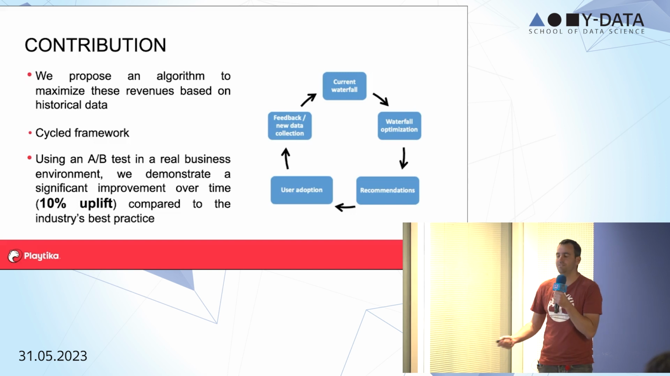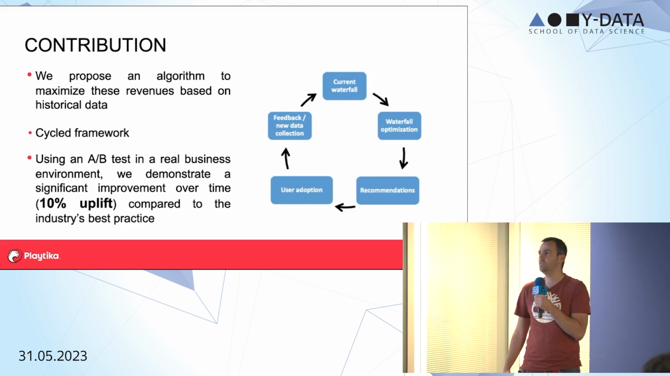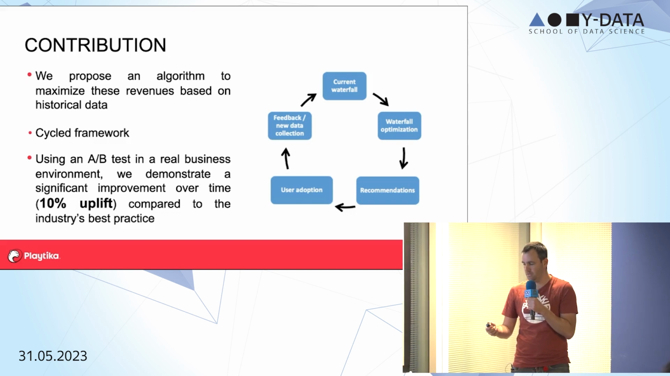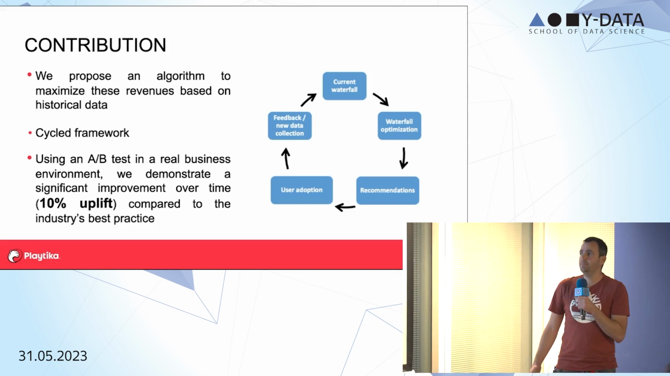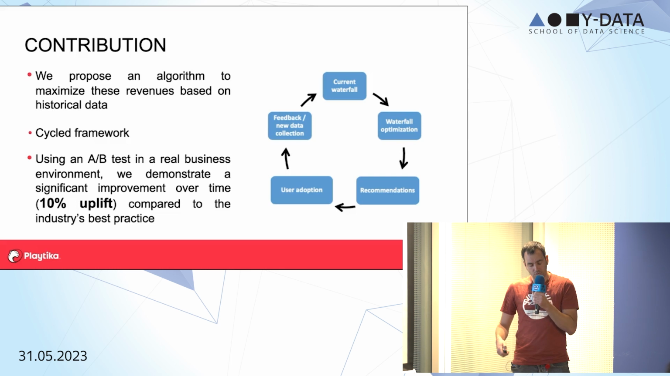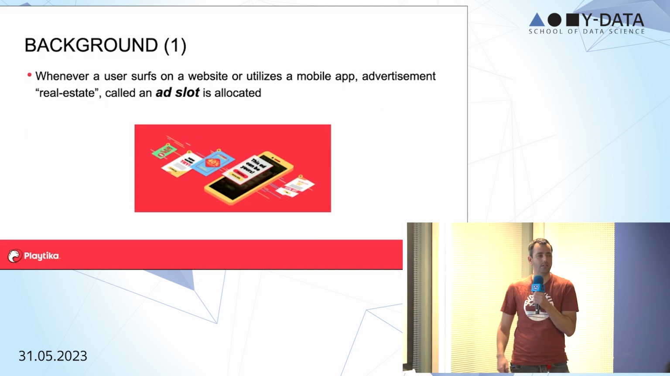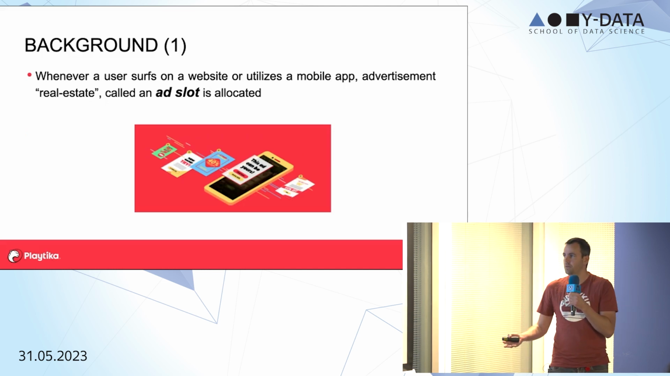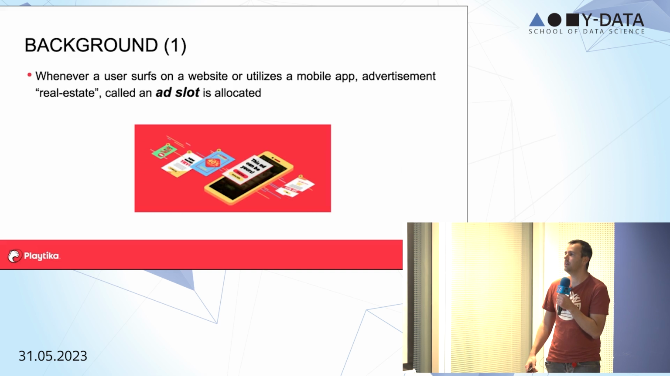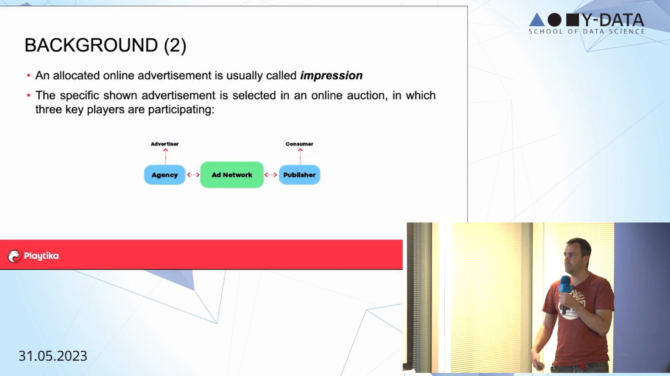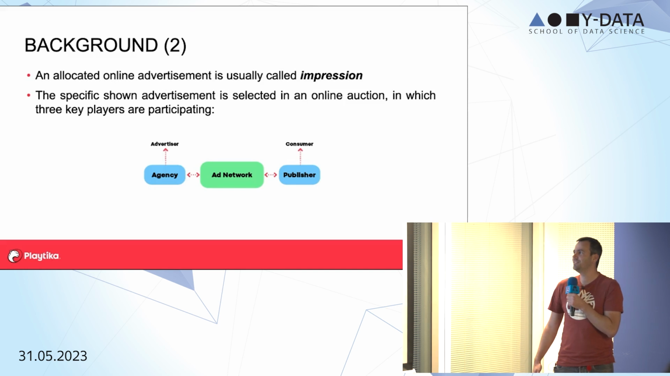Okay, so whenever users surf on a website or utilize a mobile app, an advertisement real estate, which is called an ad slot, is allocated. The allocation of an advertisement is usually referred to as an impression. The specific shown advertisement is selected in an online auction, which could be real-time bidding or any other type of auction. We'll talk about the waterfall auction, of course.